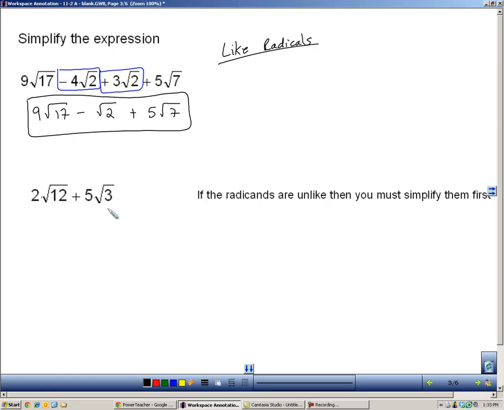Now, as you look at this example, you may notice that these are not like radicals either. So you might just throw up your hands and say, I'm done, there's nothing I can do. But you must first try to simplify these radicals to see if you can make like radicals show up. What do I mean by that? Well, the square root of 12 has a perfect square in it. Root 4 times root 3. The square root of 4 is a 2, and 2 times 2 is 4. So this really becomes 4 root 3 plus 5 root 3. Now they're like radicals. 4 plus 5 is 9 root 3. So sometimes you may have to simplify a radical first to get it to be like the other one, and then you can put them together.